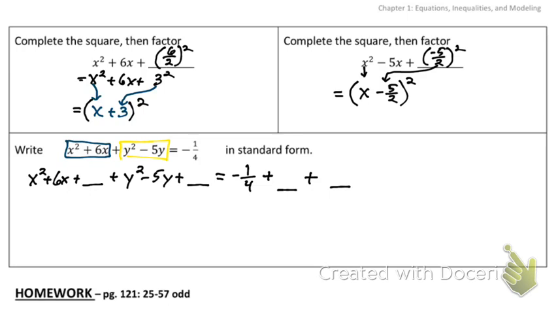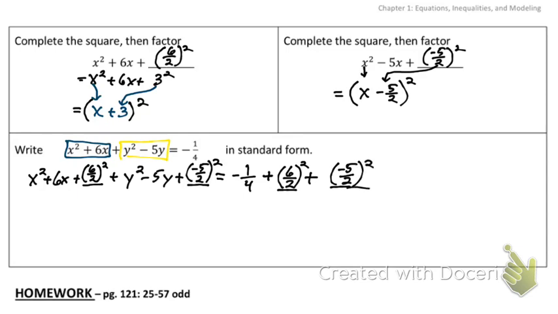to keep it balanced. So when we look at that x squared plus 6x, we are going to add in that blank, 6 over 2 squared. And then I'm going to go to the right side and add that 6 over 2 squared to that side. Then we have to complete the square with the y. So we're going to have a negative 5 over 2 squared in that space. And we're going to do the same thing on the right side, and we're going to have negative 5 over 2 squared on that side.